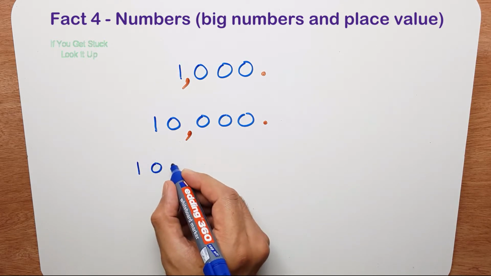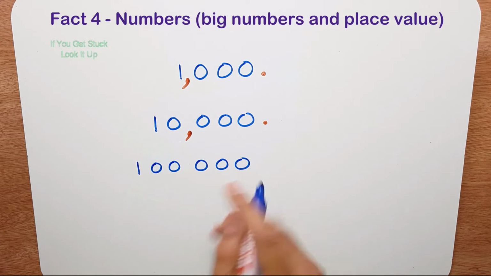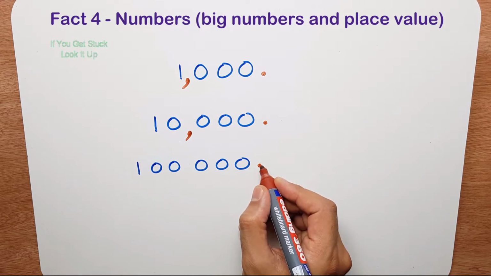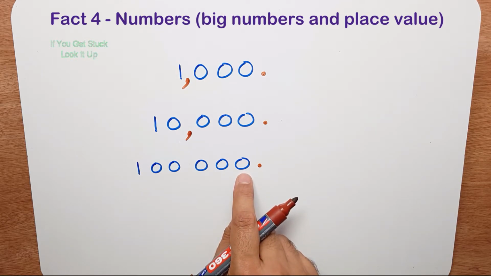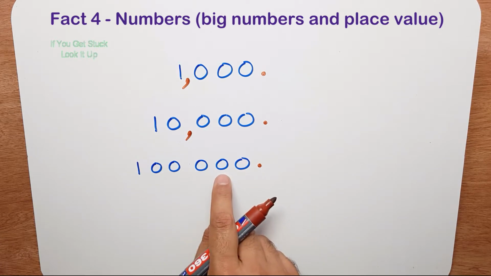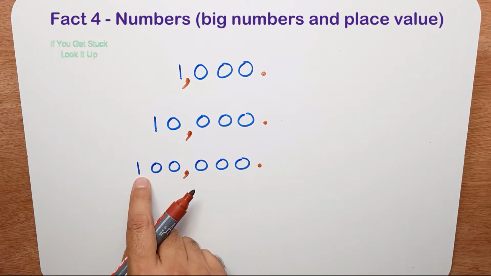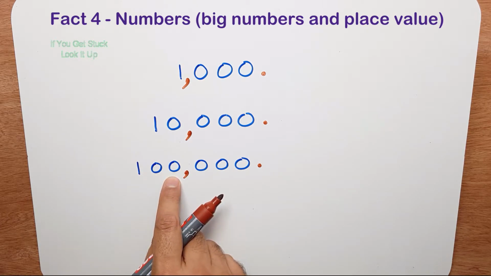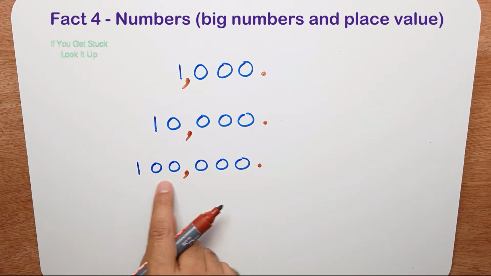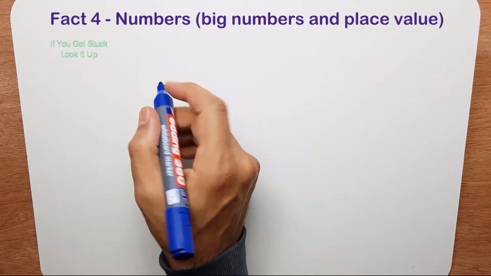Let me do one more. 1, 0, 0, 0, 0, 0. So I see this number. The decimal point is always there. It's always to the right of the ones or the units column. So all I do is I go 1, 2, 3, comma. 1, 2, 3. I've not got enough to do another comma. So this is my thousands. So it will be 100,000.